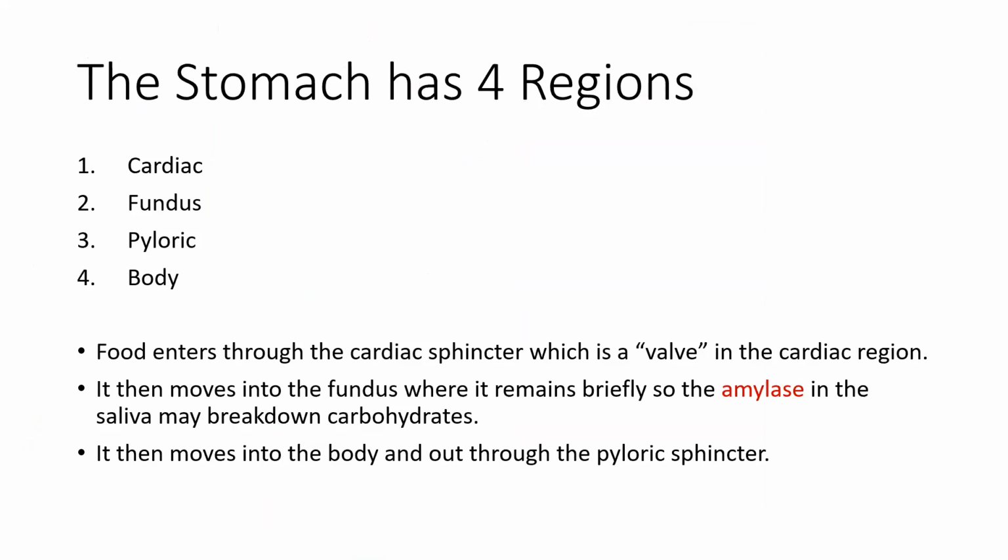Now, our stomach has four distinct regions. It has an area called the cardiac region. It is called that because it is closest to the heart. We have the area called the fundus, which is a bulge near the top. Remember, we used the term fundus as a structure in the uterus. We have the pyloric region, and we have the body.